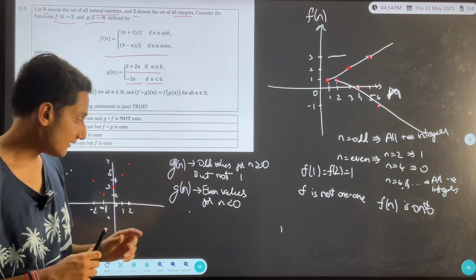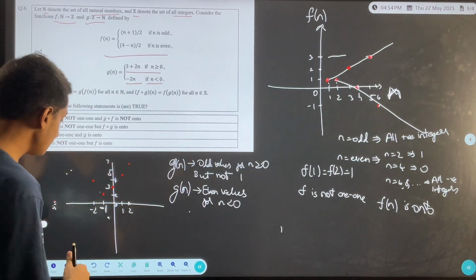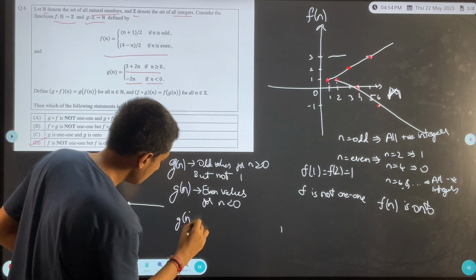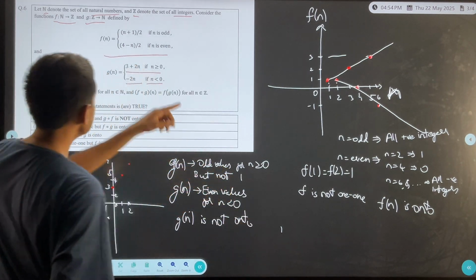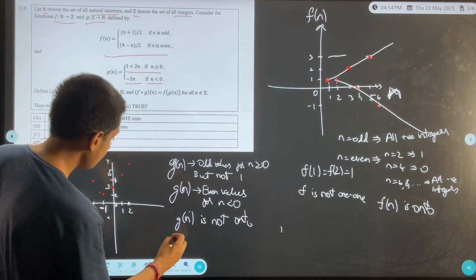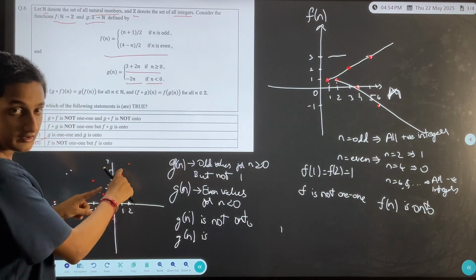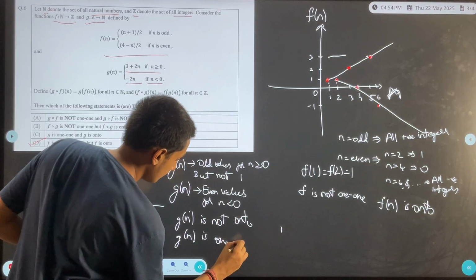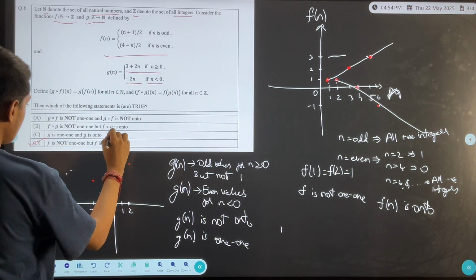it can take all odd values for n greater than 0, and it's only taking even values for n less than 0. So from this, g of n is not onto, as it cannot take the value 1, which is a part of the codomain N. But we can say that g of n is 1-1, as there are no two distinct values of n giving the same output. Hence, we can say that this option is wrong.